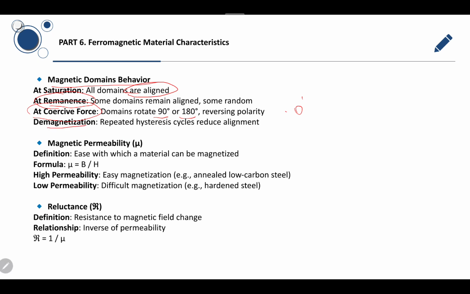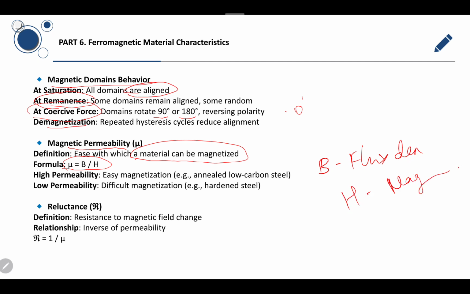Demagnetization. Achieving full demagnetization often involves repeated hysteresis cycles which gradually reduce the overall domain alignment. Next, let's talk about magnetic permeability. This is a measure of the ease with which a material can be magnetized. It's calculated by the formula mu is equal to B by H: flux density divided by magnetic field intensity. B is the flux density and H is the magnetic field intensity.